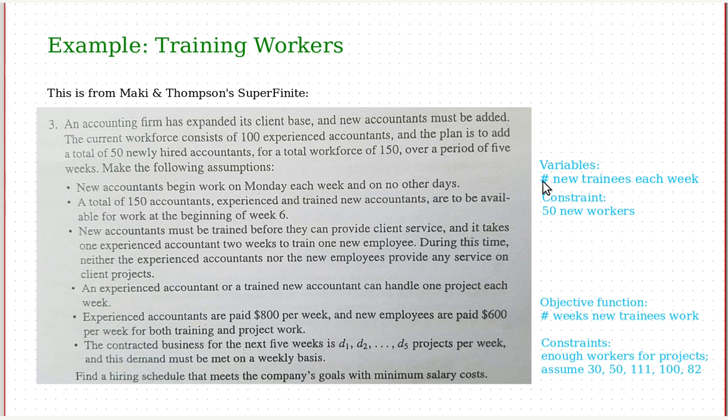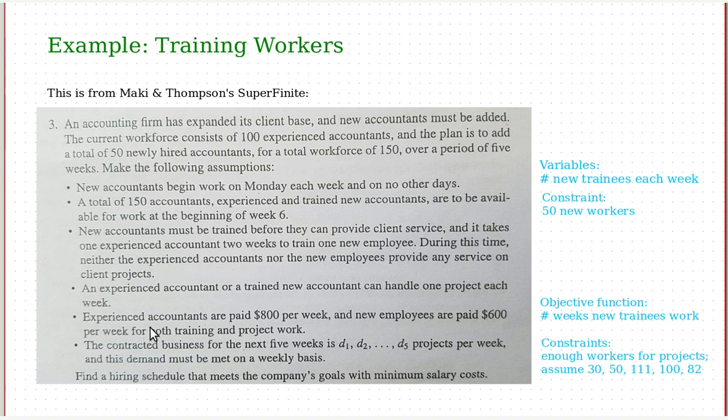So that's going to be the variables. It's going to be how many trainees are hired or how many trainees come on into the firm during each of the first 4 weeks, this training session. 4 variables, 1 for each week. How many new trainees each week? Okay.